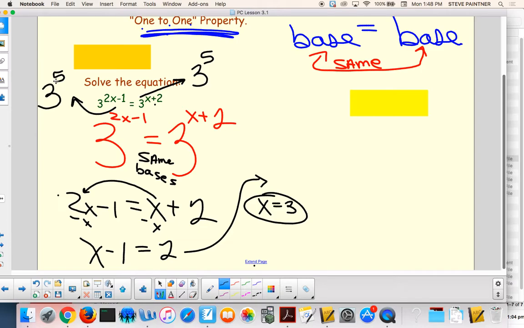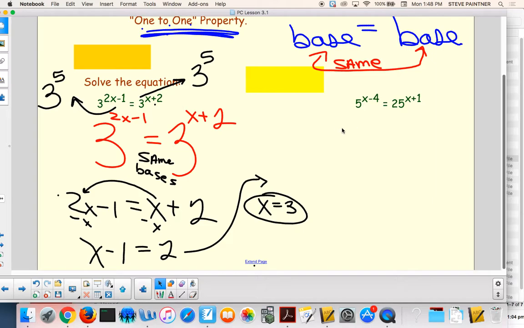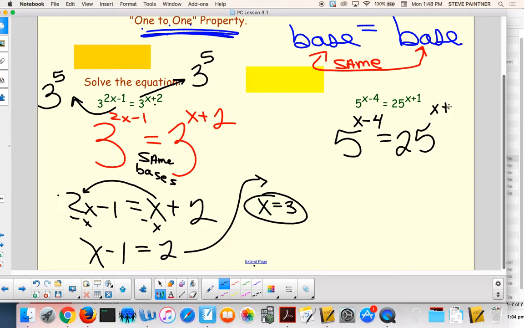That's easy. Why? Because the bases were the same. So what happens when this happens on your quiz and you get 5 to the x minus 4 equals 25 to the x plus 1? So what are you going to do? You can't set them equal yet. You have to change the 25 to 5 or change the 5 to 25. You got to have the same base. Either you got to have 5 to a power equals 5 to a power, or 25 to a power equals 25 to a power.